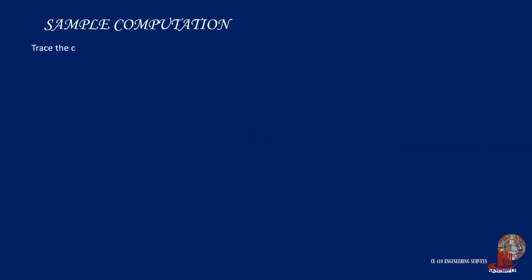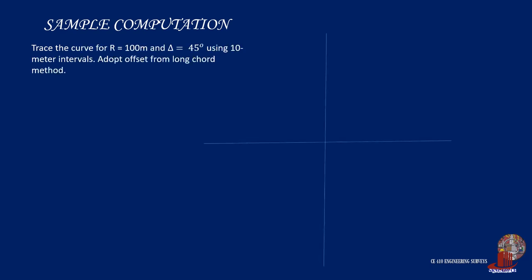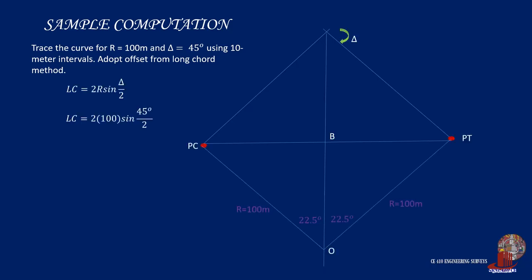Let's have this example. Trace the curve for the radius r given as 100 meters and the central angle delta as 45 degrees using 10-meter intervals. Adopt the offset from long chord method. The long chord is needed, so solve for LC with the formula 2r sine of half of delta. The long chord is taken as 76.54 meters. If we are to have 10-meter intervals, there will be 3 points to stake at each side of the curve.